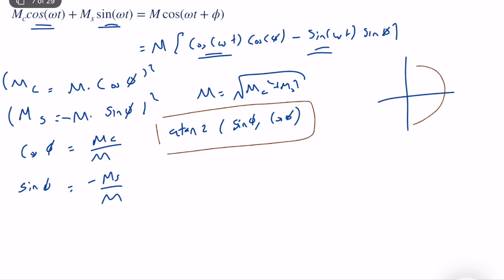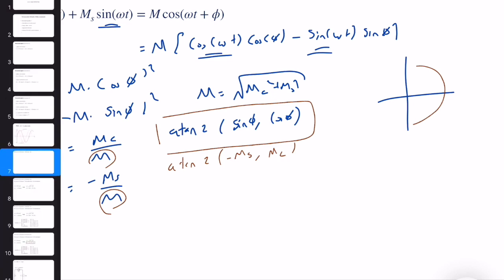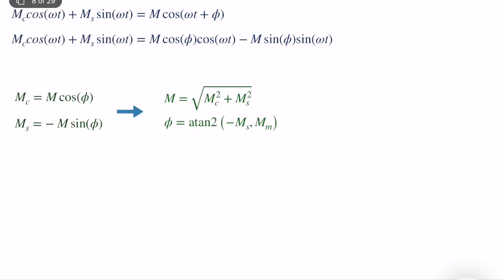You can use computational tools such as Python, MATLAB, Octave, or Wolfram Alpha web tools to compute A tan 2. So in general, with A tan 2, you don't need to directly compute sine phi and cosine phi. Since M is equal in both sides and we are just interested in the angle, we can simply write minus MS, MC, right? Okay, that's it. So let's check if it's correct. It should be correct. That's great. Okay, so this is the phase.